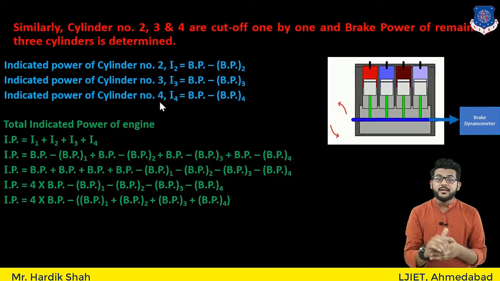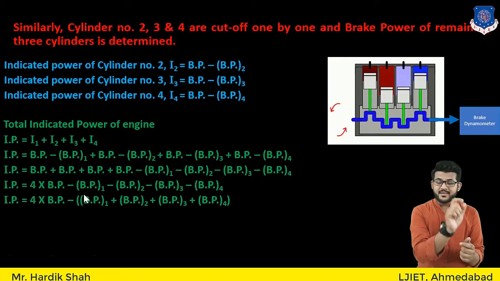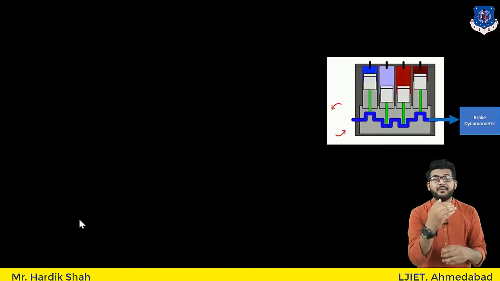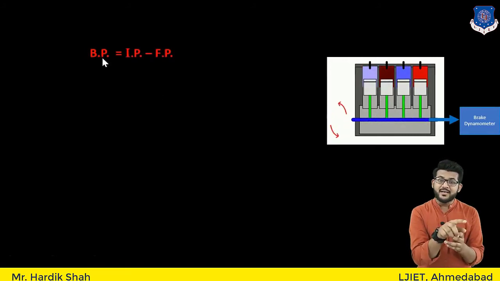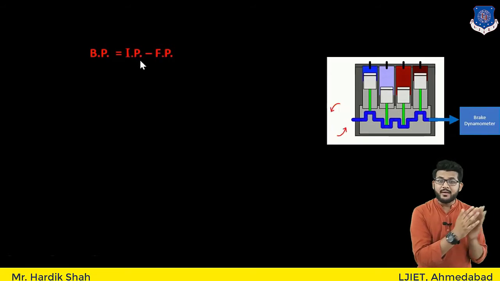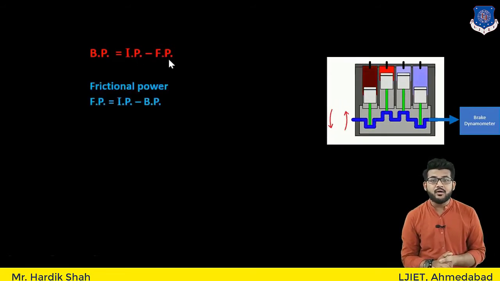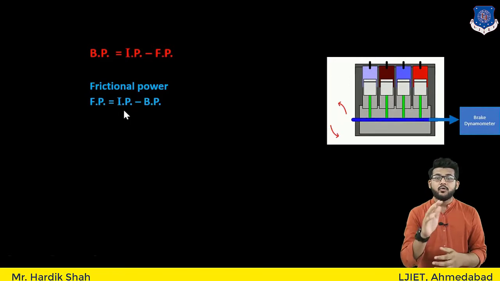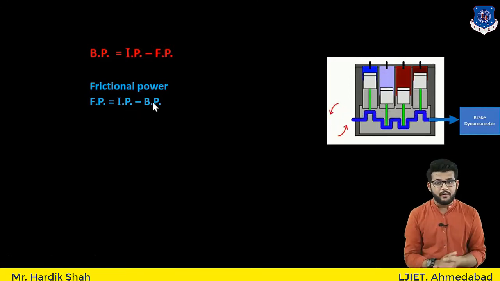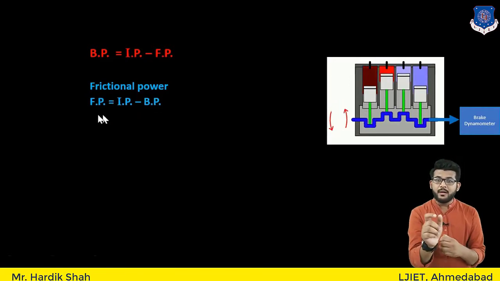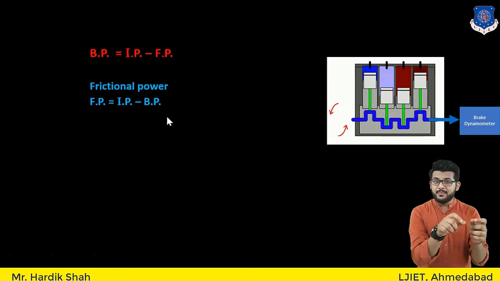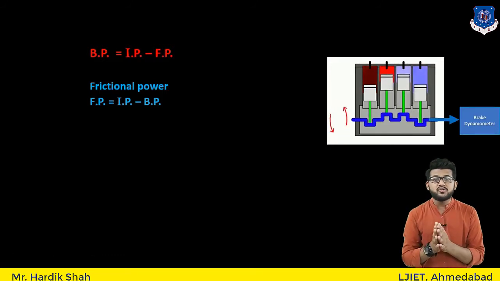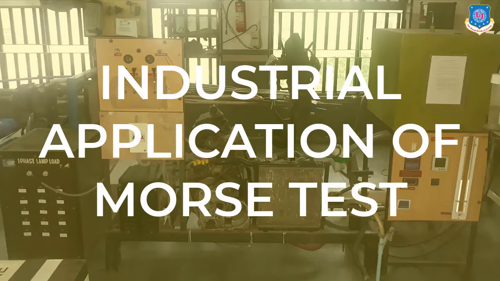So you can say that the total indicated power is I1 plus I2 plus I3 plus I4. That can also be converted into brake power formulas. Okay. Like 4 times brake power minus brake power 1 minus 2 minus 3 minus 4. And in the same way frictional power can also be found in this manner, only by substituting the brake power into the frictional power. Okay. So what is happening? So frictional power, that is FP, is equal to IP minus BP. So we can also calculate the frictional power. So that was the first method, that is the Morse test.